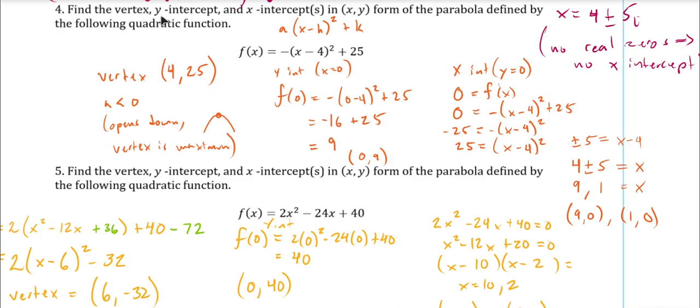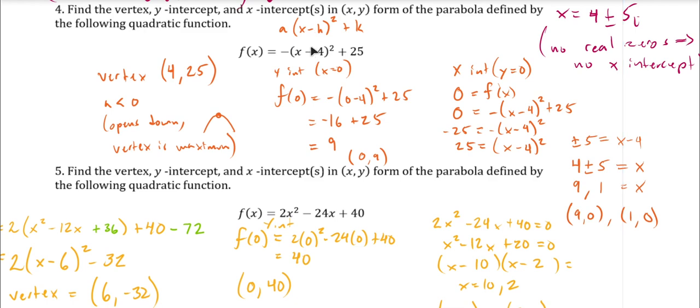All right, let's move on to the next question. Same question. What is the vertex, the x-intercept, the y-intercept, etc.? So we are going to first examine the form. It's in this a times this quantity squared plus k form. So we're going to just match.